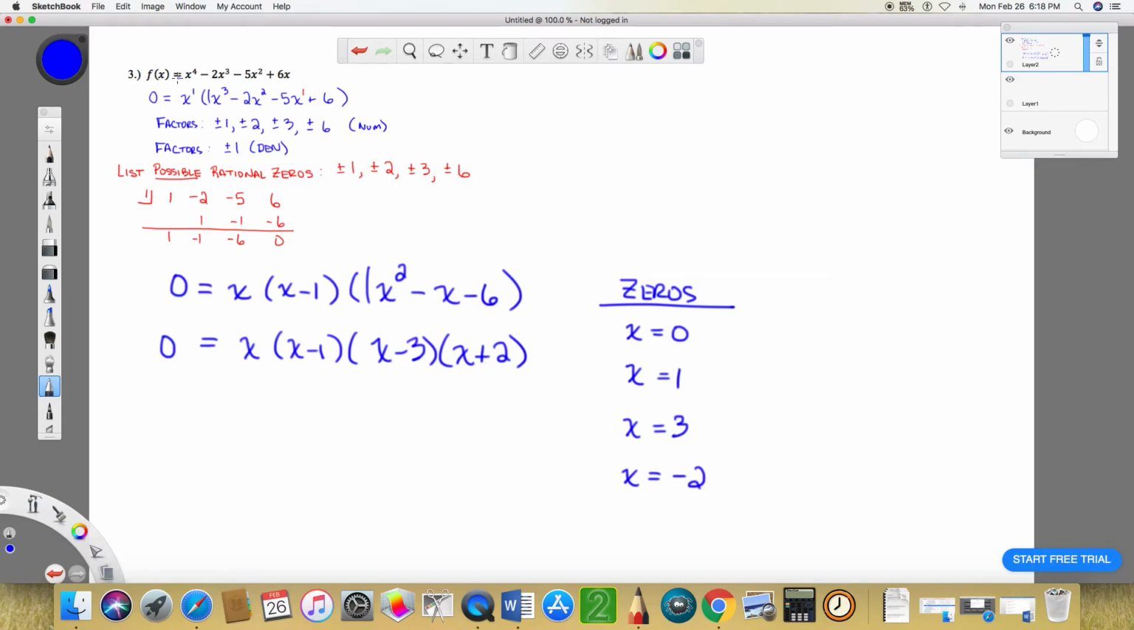So the original polynomial function was of degree 4, and we found 4 zeros. So there can't be any more.